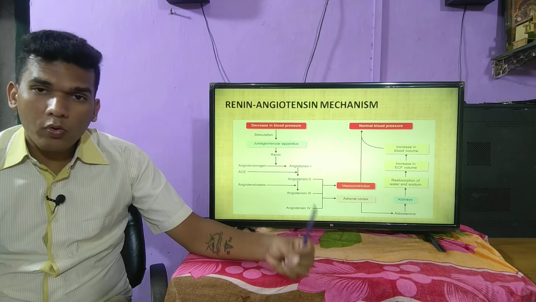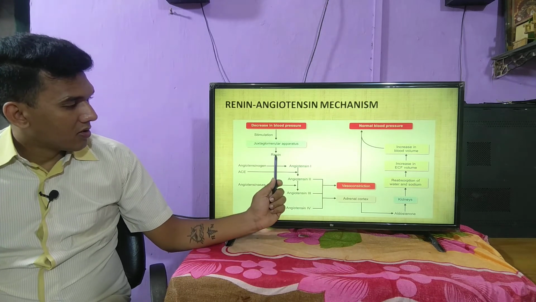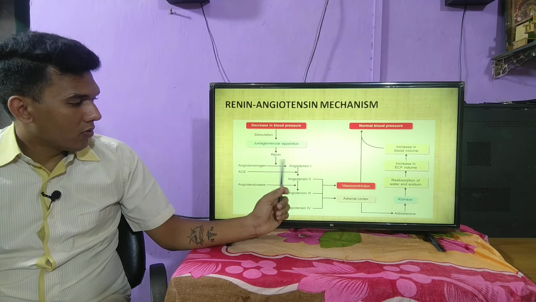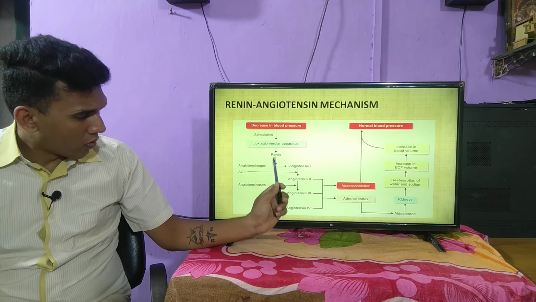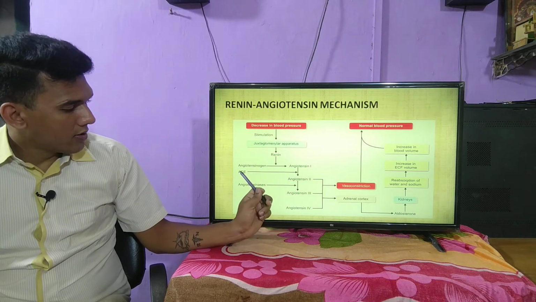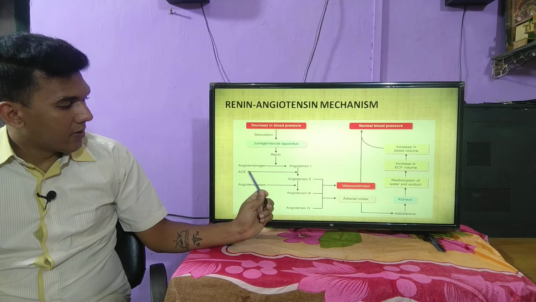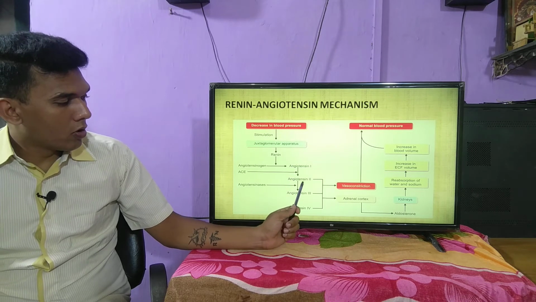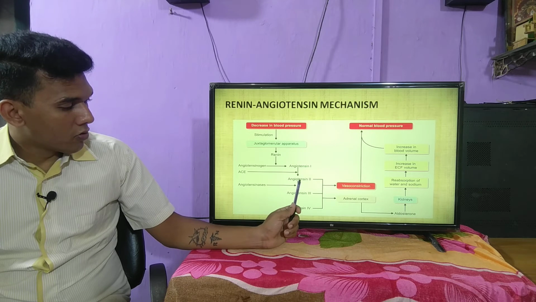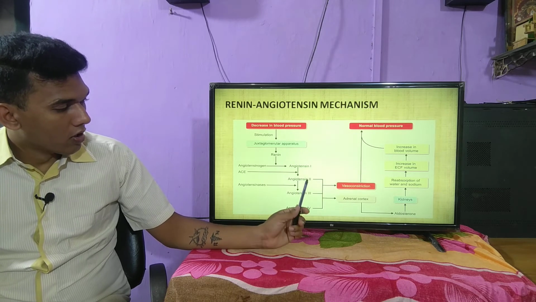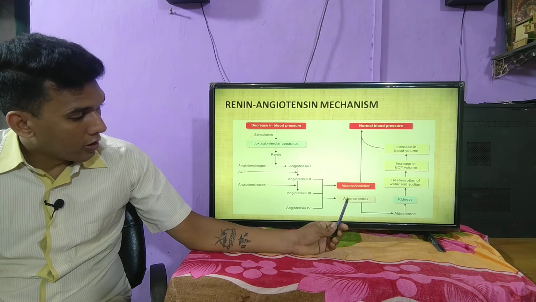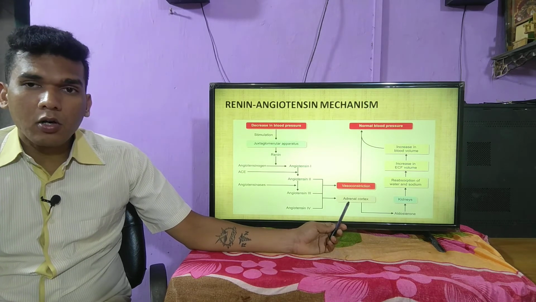So how it happens, we will see once again. First, the renin is secreted by the kidneys, then angiotensinogen will be converted with the help of renin to angiotensin 1. Now this angiotensin converting enzyme will convert angiotensin 1 to angiotensin 2, and angiotensinase will convert angiotensin 2 to 3 and 4. These all are potent vasoconstrictors, and also it will stimulate the adrenal cortex.